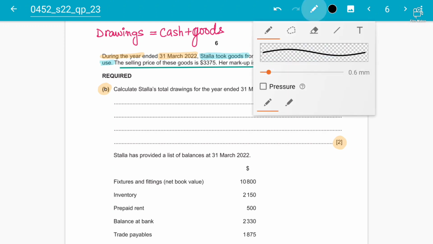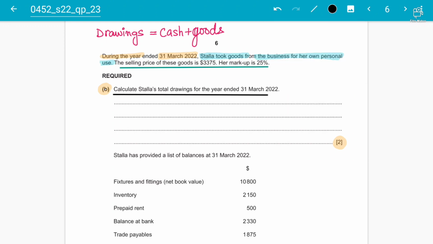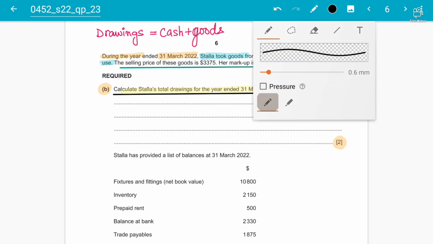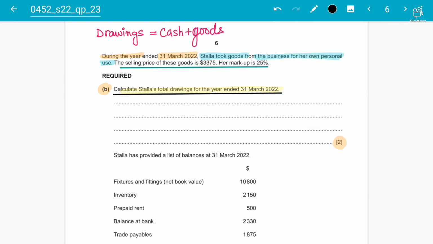So we need to calculate Stella's total drawings for the year ended 31st March 2022. First thing students need to understand is that you will have to know the markup formula. So what is the markup formula?